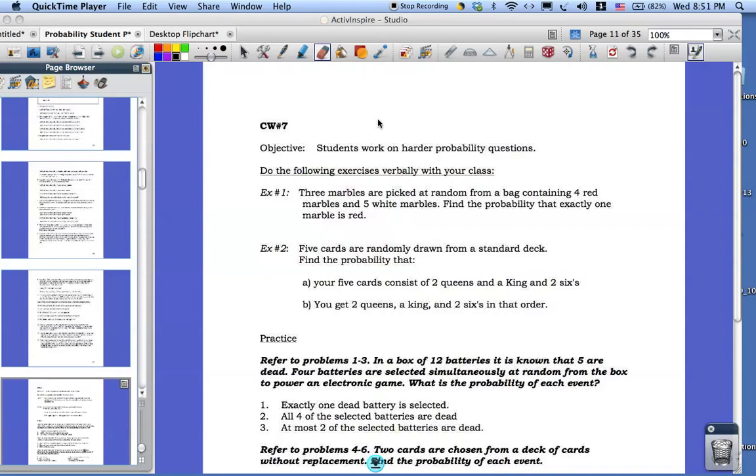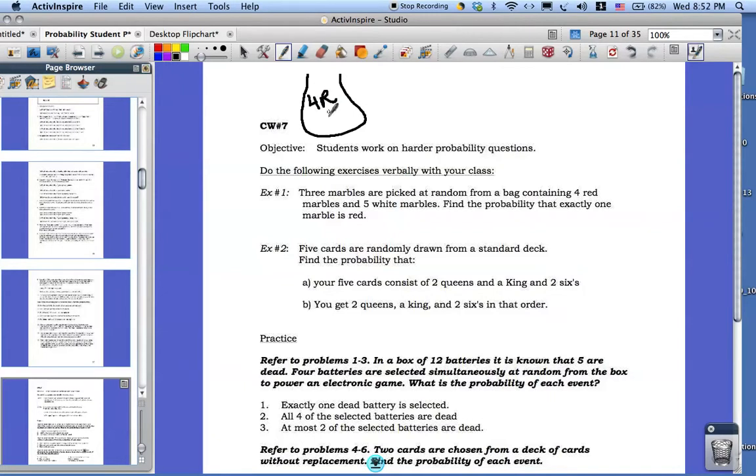Okay, so I'm working out example number 1, and I want you to see 2 ways of doing this problem. In the bag, you've got 4 red marbles, and you've got 5 white marbles, and you're choosing 3 marbles, and you want exactly 1 to be red. So let's say that we want the first one to be red.